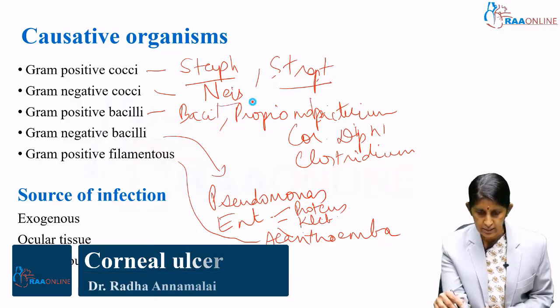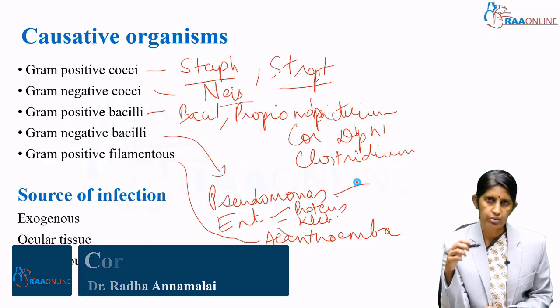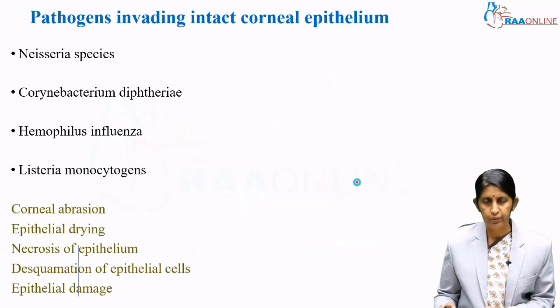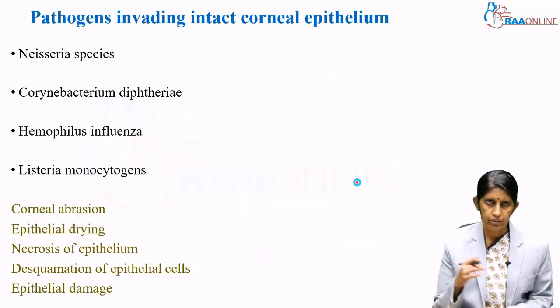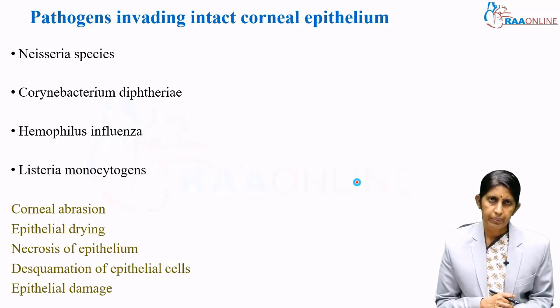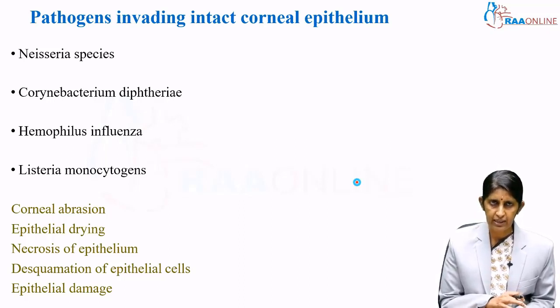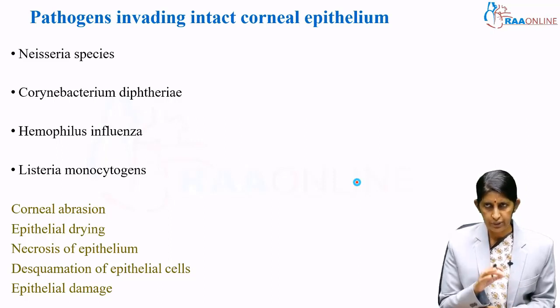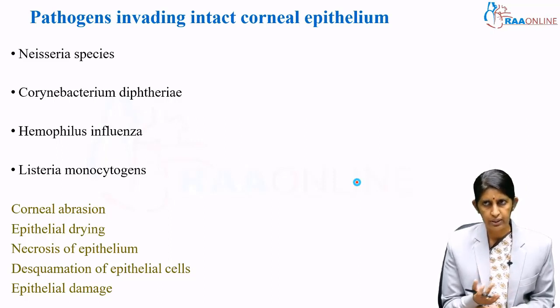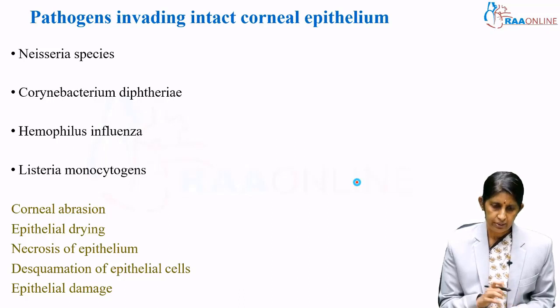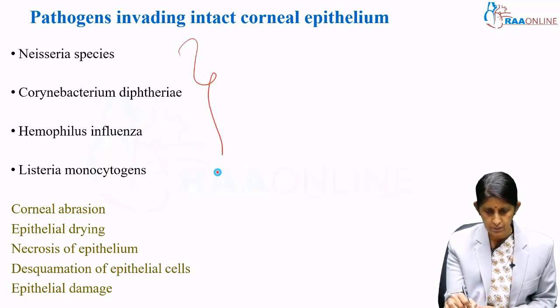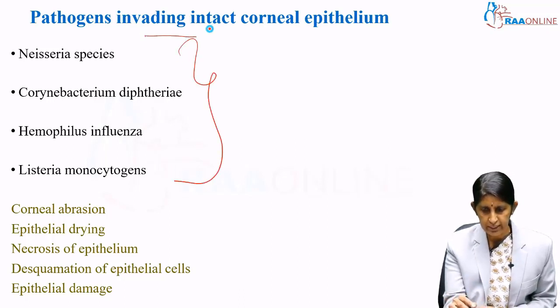In this, Neisseria can cause quite commonly, and Pseudomonas is another very dangerous cause of infectious corneal ulcer. So that's what I've depicted in the slides. But all the bacteria, bacilli and cocci that I mentioned in the previous slides were about infection occurring in a cornea that is compromised. But here, these are the 4 very important organisms that can invade an intact cornea.